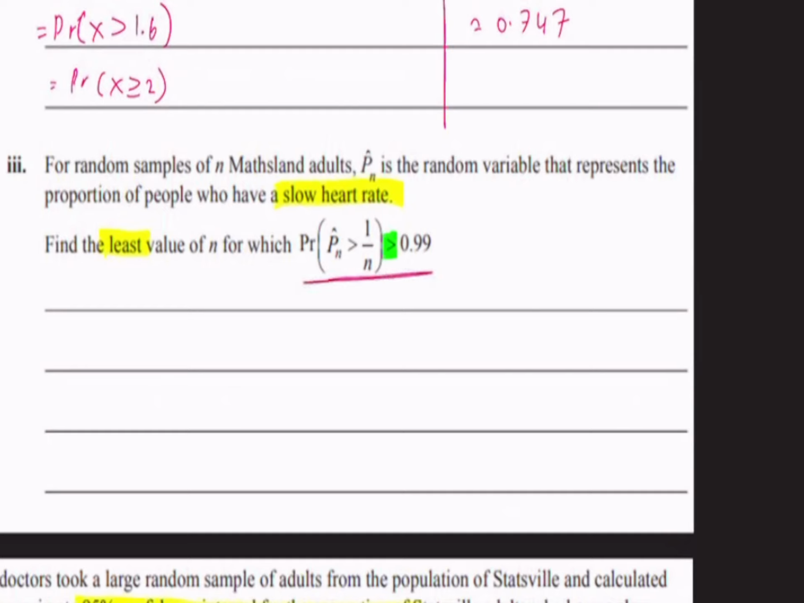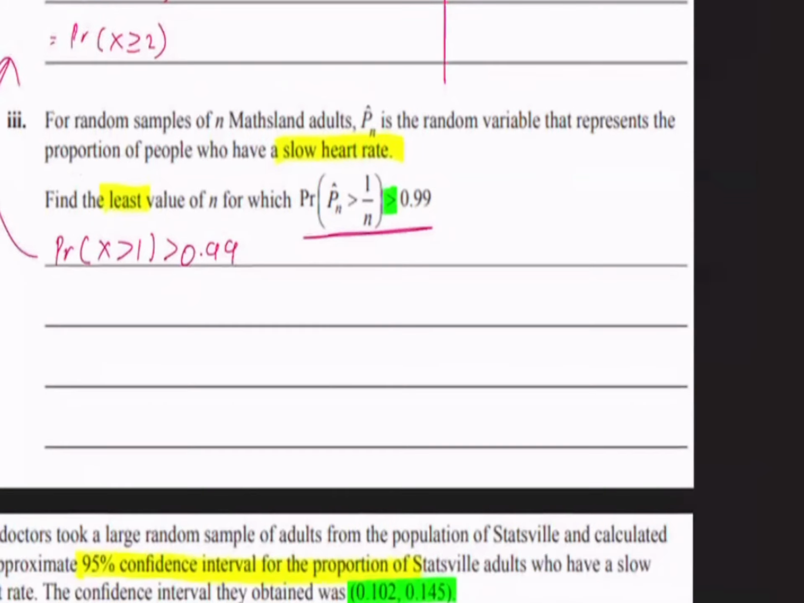So again, it's the same step as the other one, except we kind of have a variable now because we don't know what n is. But first we have to convert everything to x because we can't find probability in terms of p hat. So we just multiply by n, but in this case you can see multiplying by n will just give you 1. So this is equal to probability that x is greater than 1, which is greater than 0.99.